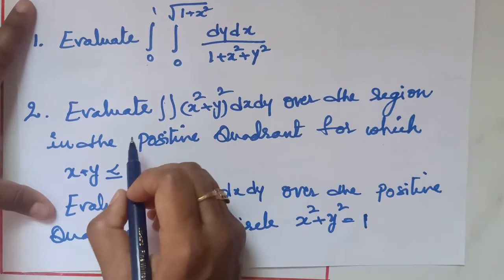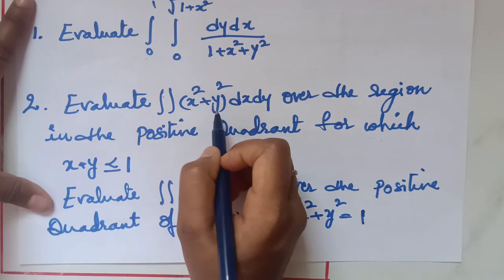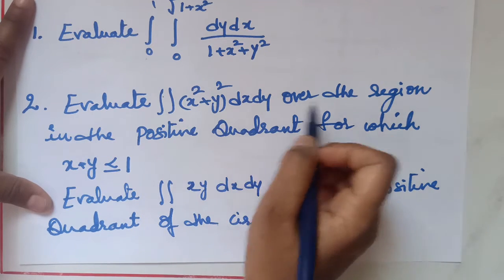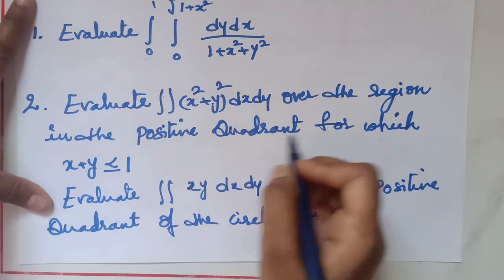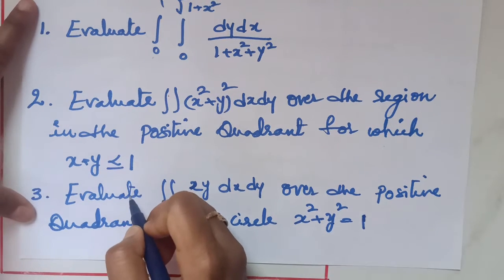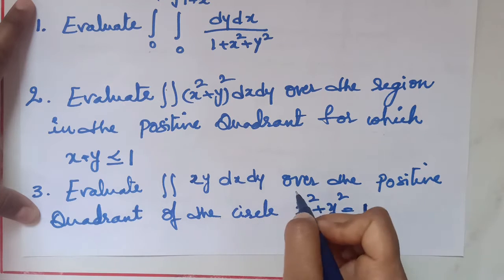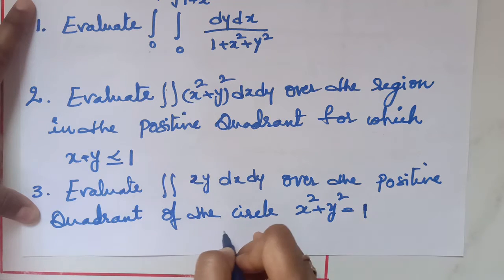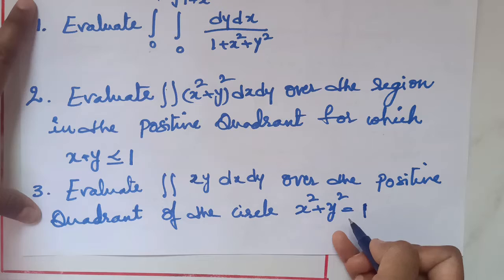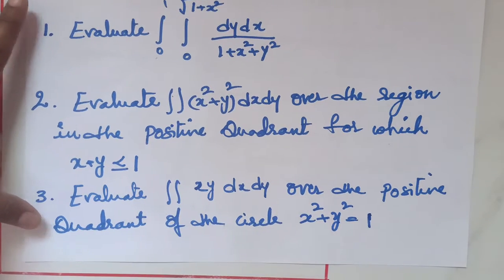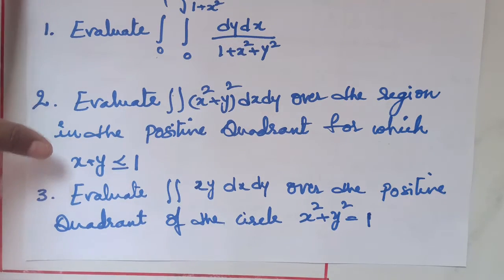plus y square. Evaluate the double integral of x square plus y square dx dy over the region in the positive quadrant for which x plus y is less than or equal to 1. And the third one, evaluate the double integral of xy dx dy over the positive quadrant of the circle x square plus y square is equal to 1. So these are the problems which we are going to discuss in this session.